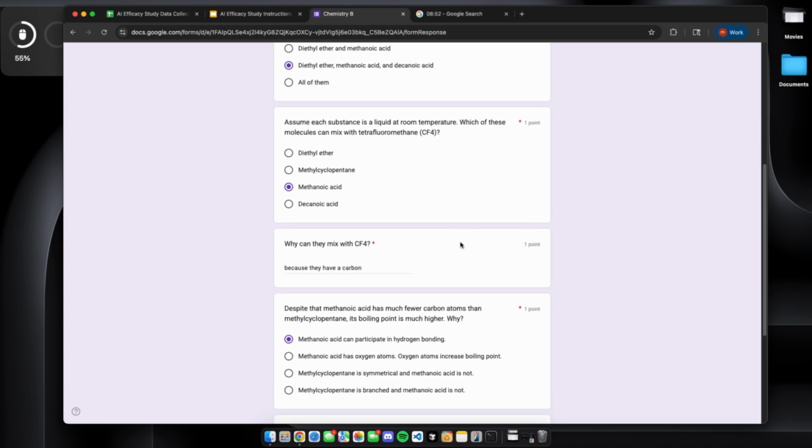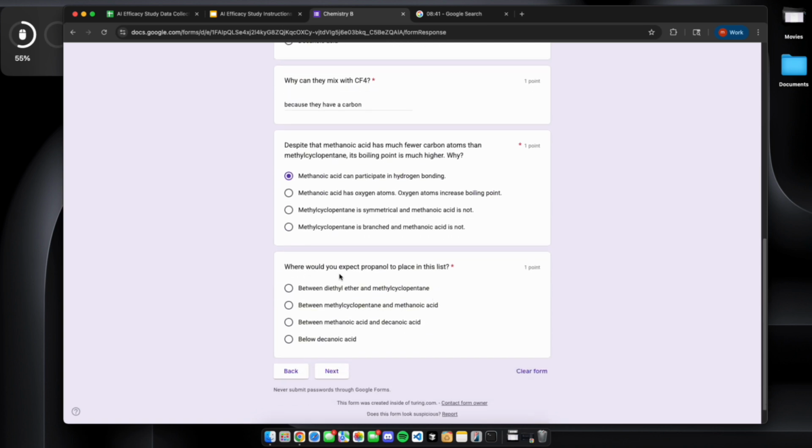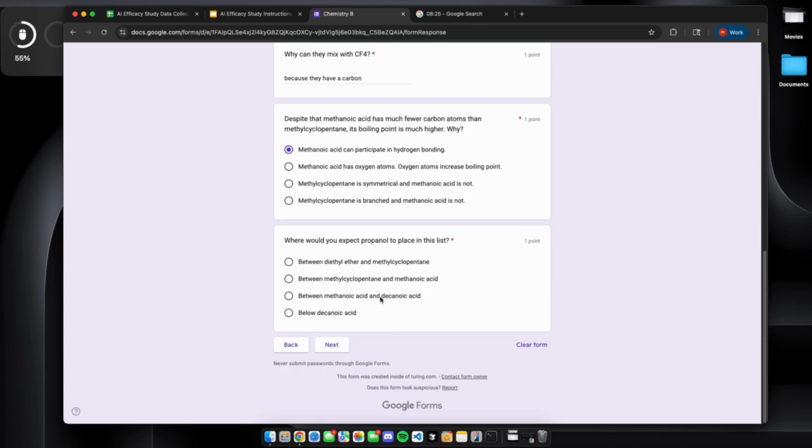I think that must be why. Because hydrogen, if it can participate in hydrogen bonding, its boiling point is much higher. Where would you expect propanol to place in this list? Propanol should be 3 carbon atoms, I think. Either 3 or 4. So I would probably put it between methanoic acid and decanoic acid.